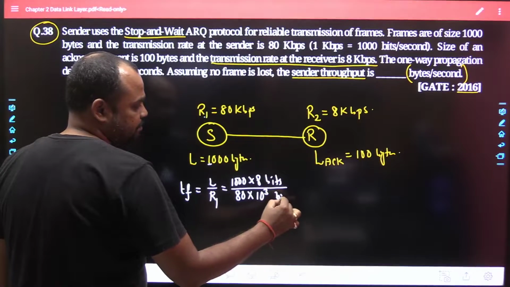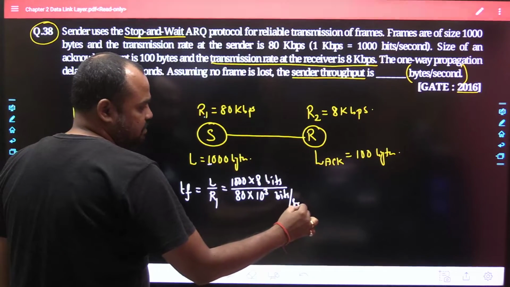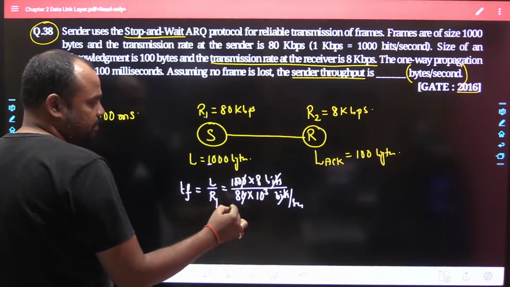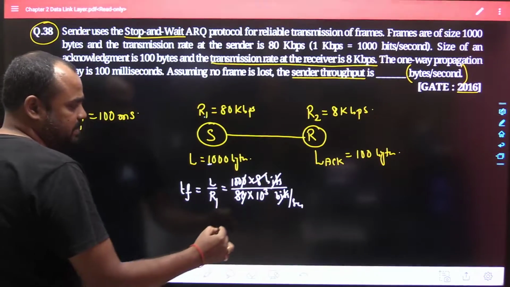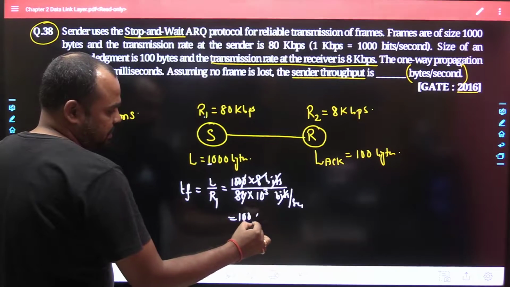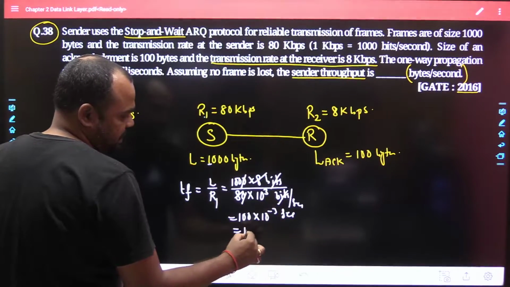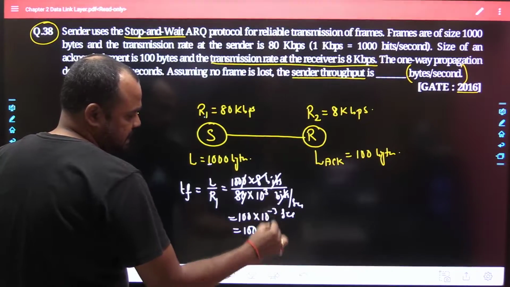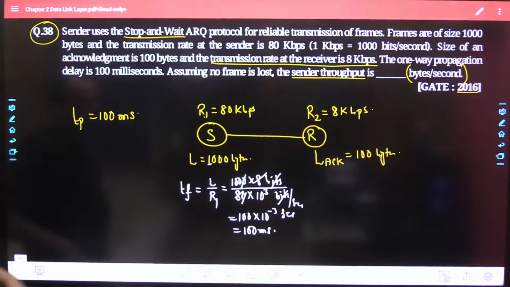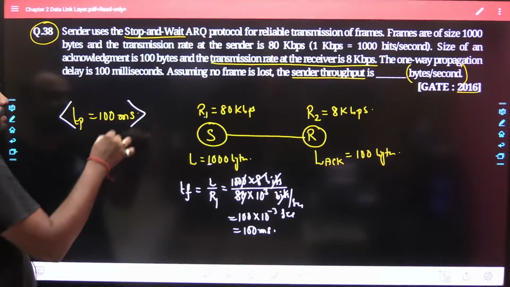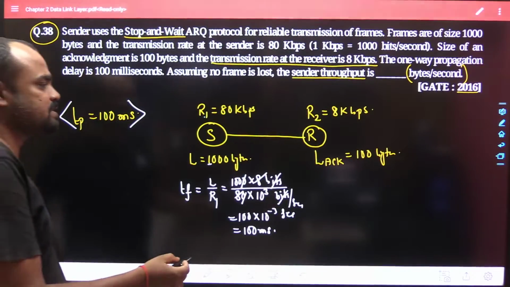bps means bits per second, so definitely bits will be cancelled out. From this, 0 will be cancelled out, and 8 will be cancelled with this. So this is nothing but 100 into 10 to the power minus 3 second. So simply you can write 100 millisecond. Yes or no? The TF will become 100 millisecond, and TP is already given inside the question, that is 100 millisecond.